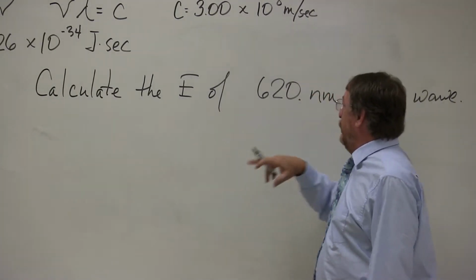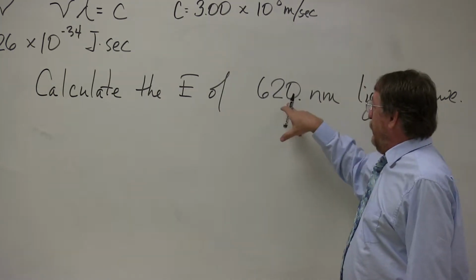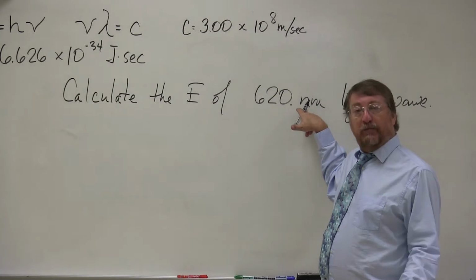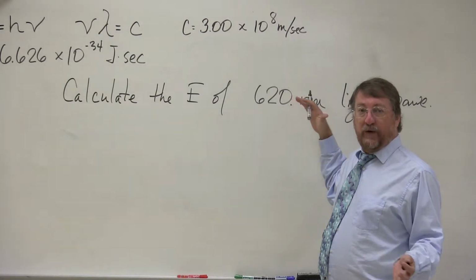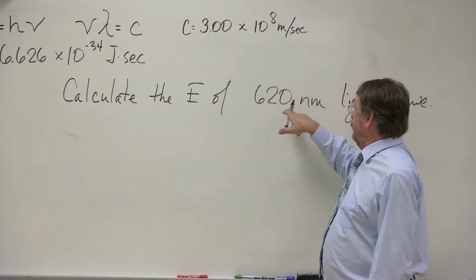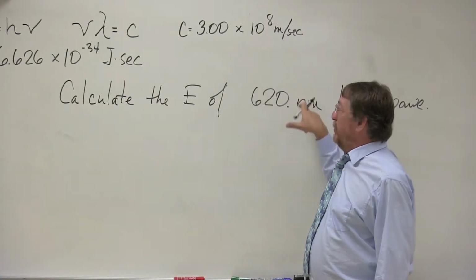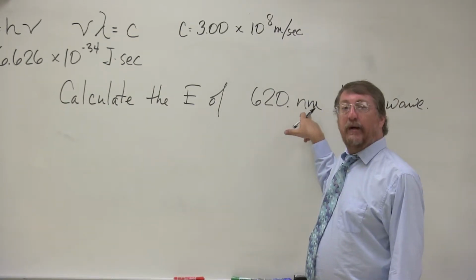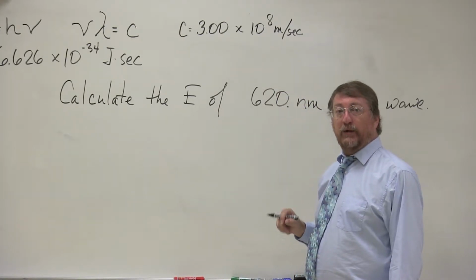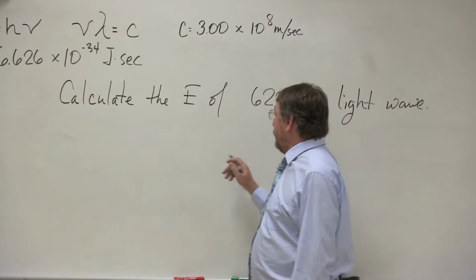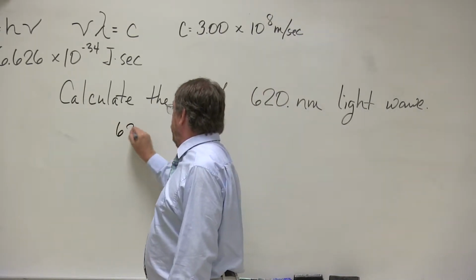Okay, so we're going to calculate the energy. We're given the wavelength. Now the wavelength is in nanometers because most visible light, UV, infrared are measured in nanometers. So 620 nanometers, we need to have similar units between the two. We can't have nanometers and meters in the same equation. So we're going to convert 620 nanometers.